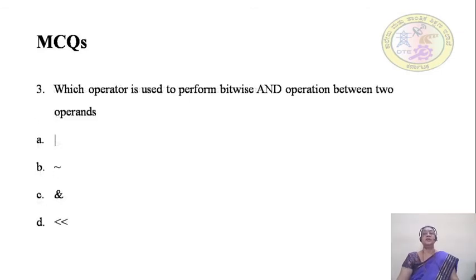Next question: which operator is used to perform bitwise AND operation between two operands? A vertical line, B tilde, C ampersand, and D less than. The correct answer is option C, the ampersand, bitwise AND.